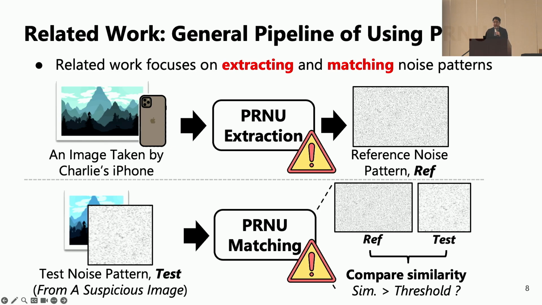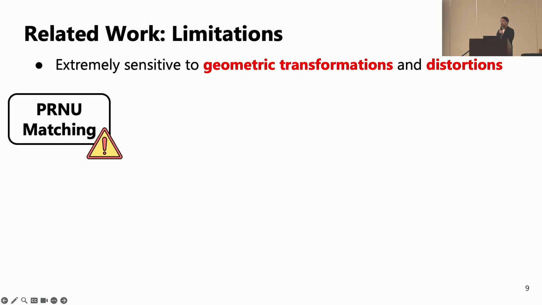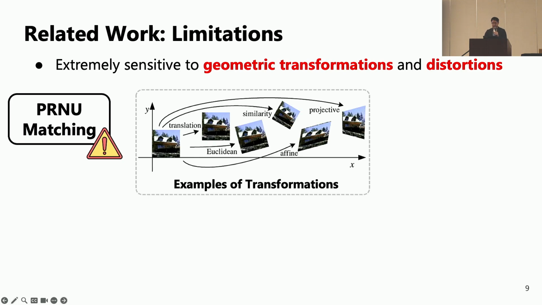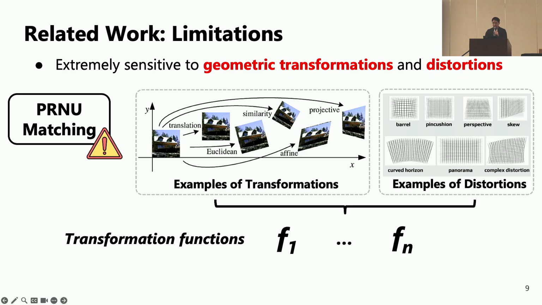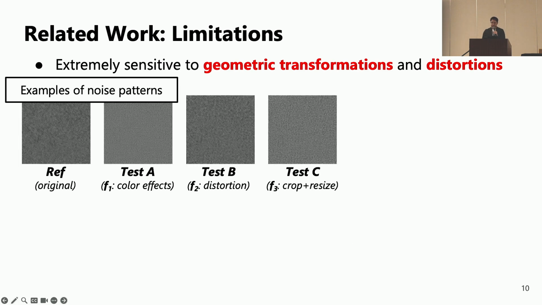However, current PRNU extraction and matching methods still have some limitations. One key limitation is that PRNU matching is highly sensitive to geometric changes or distortions. Let me show you a few examples. These are examples of geometric transformations, such as affine and projective transforms. And these are examples of distortions, such as barrel distortion. These could be transformation functions applied to the images.